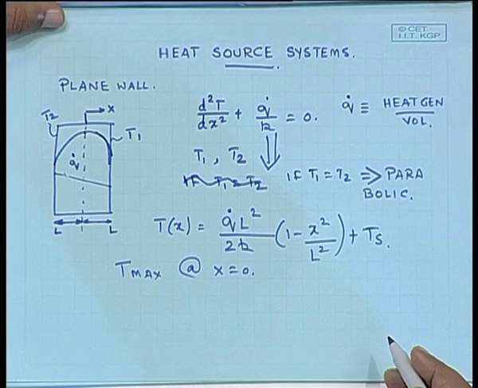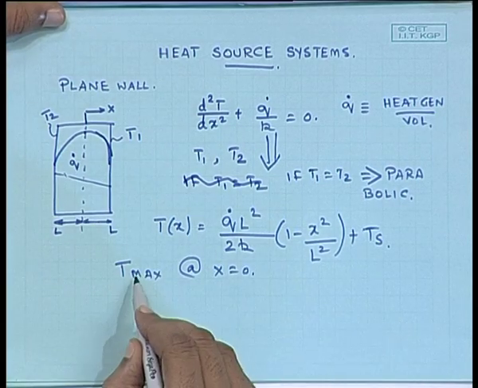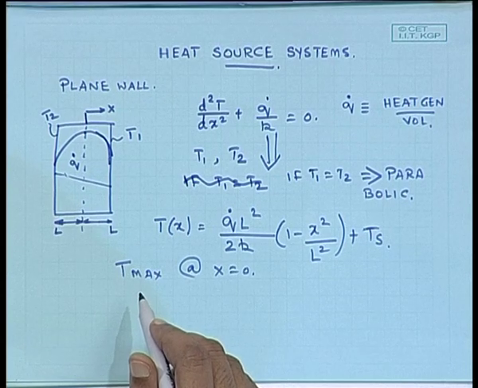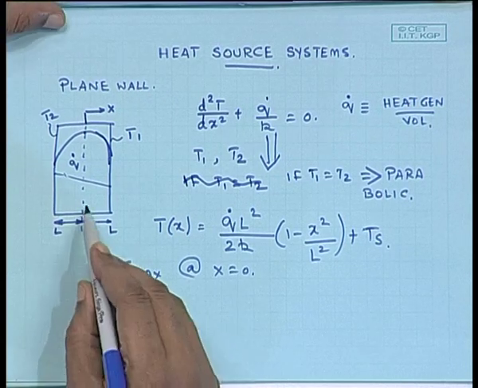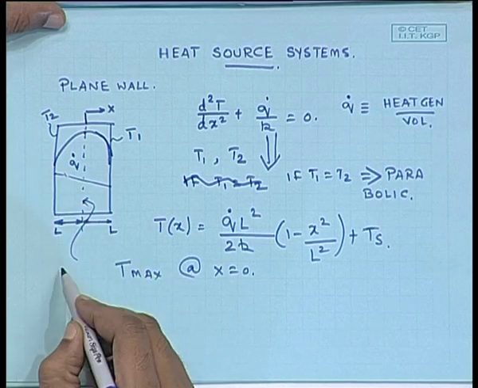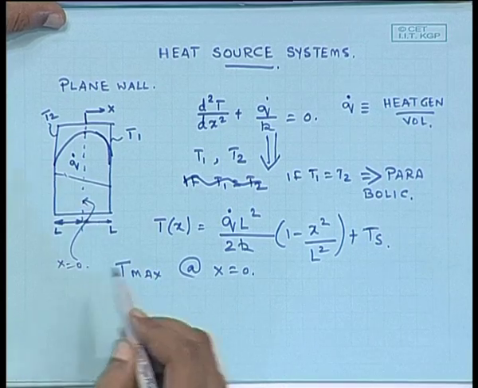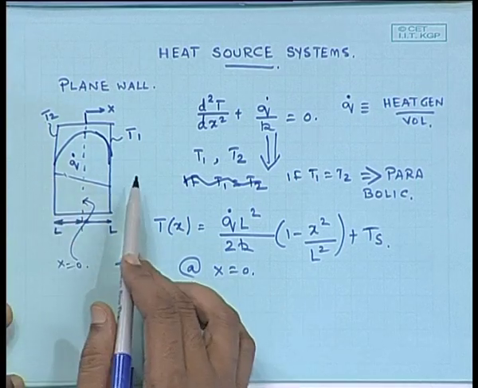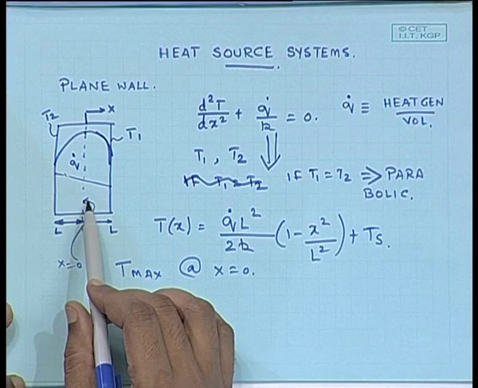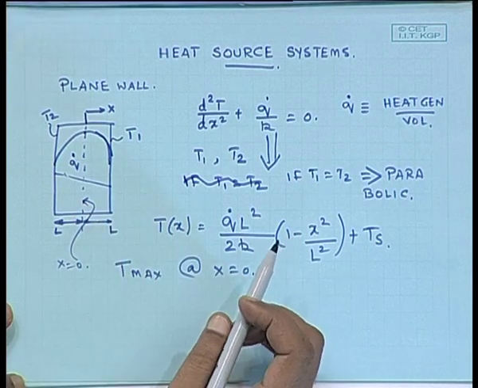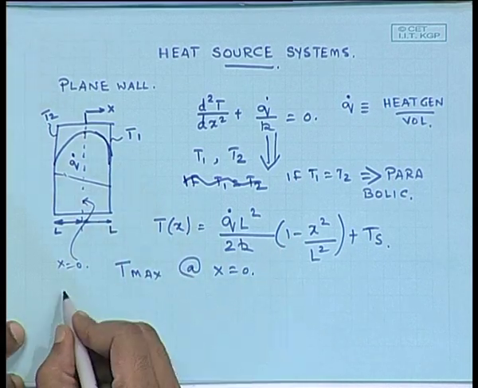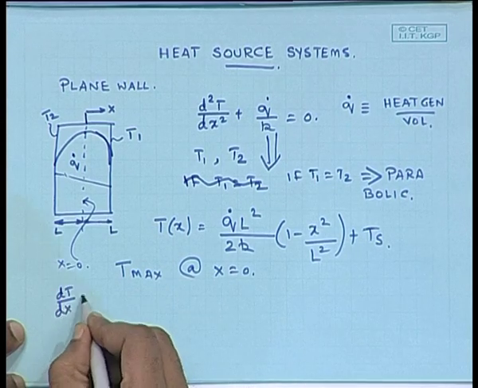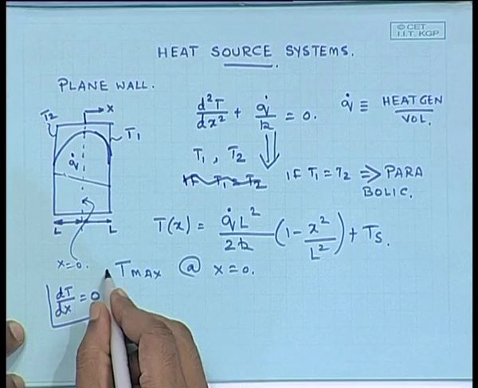Just one thing I would like to point out is that what if suppose it is a parabola and T1 is equal to T2. What is the extra condition that one can say at x equal to 0? For the case where your temperatures at the two boundaries are equal, what is going to be the condition at x equal to 0? dT by dx is equal to 0.